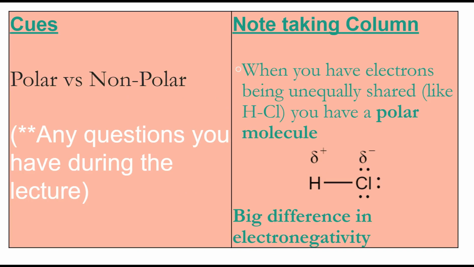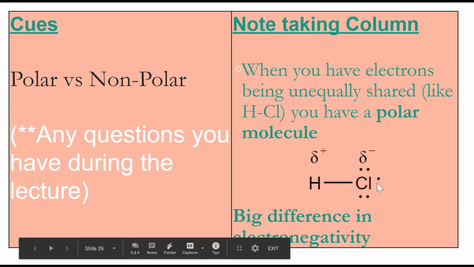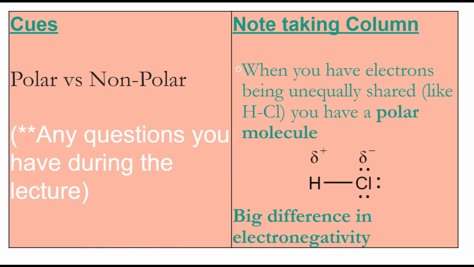So here's what you should write for that. And this image over here is showing what a molecule that is polar, or a bond that is polar, will look like, because the electrons are being pulled ever so slightly towards that chlorine side, giving it a partial negative, resulting with the other atom, in this case a hydrogen, having a partial positive. So write that down now.